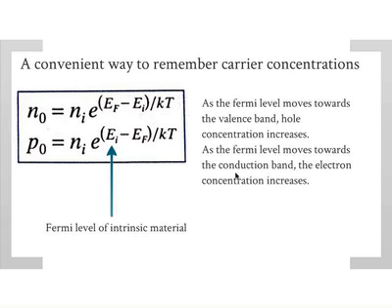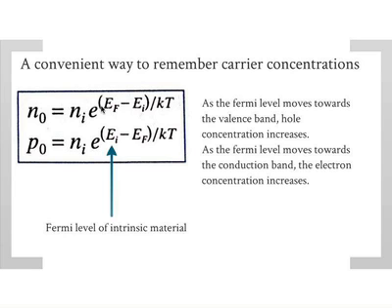N naught, the electron concentration, depends on Ni, the intrinsic concentration, multiplied by e raised to EF minus EI over kT. So now we have written it in a slightly different way, where EF is the Fermi level of any material, minus EI, which is the Fermi level of the intrinsic material. Ni is, of course, the intrinsic carrier concentration. You can write the same thing for the holes as well. P naught is Ni, the same Ni, times e raised to EI minus EF over kT. If EI equals EF, which means that the material is intrinsic, then of course these two sides are equal, and n naught equals p naught equals Ni.